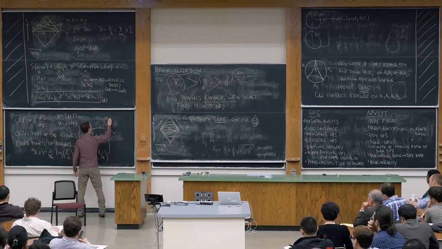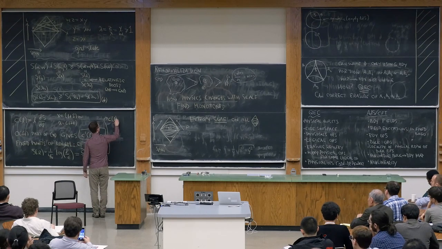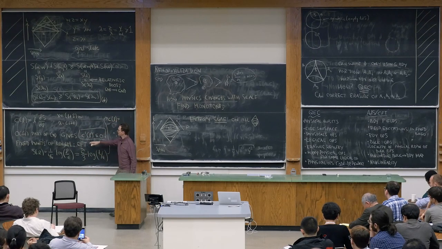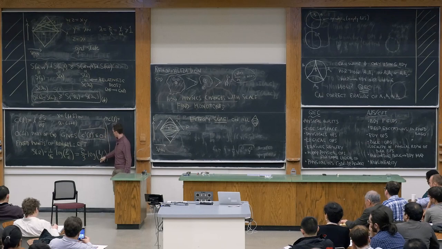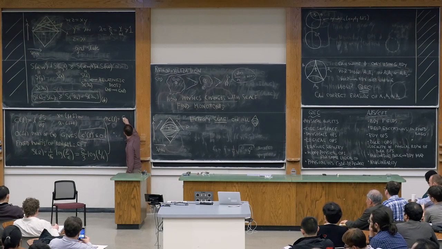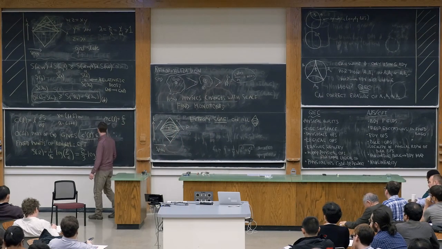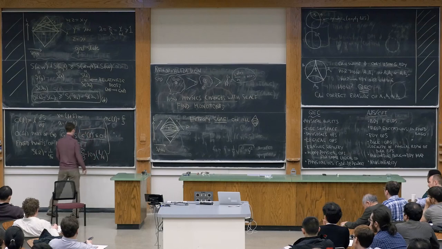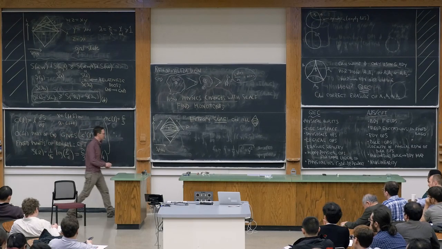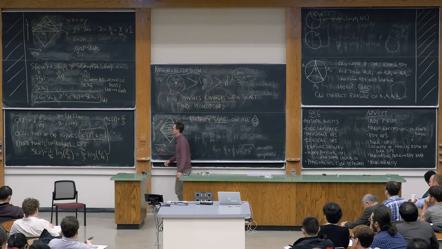Our formula at the fixed point is that C of L, if we take this derivative, entropy with respect to length, we're just going to get the prefactor out.